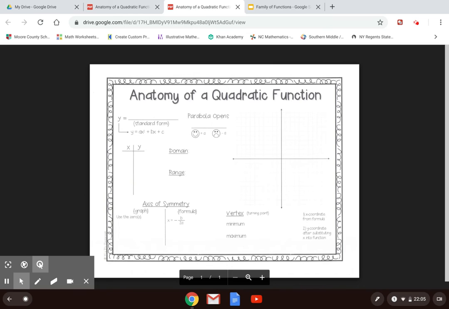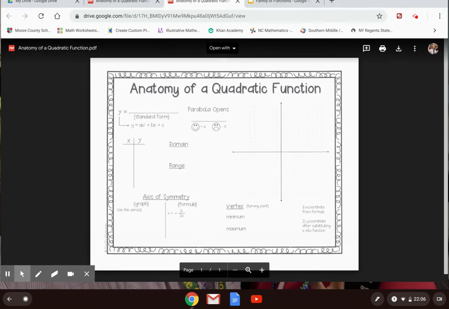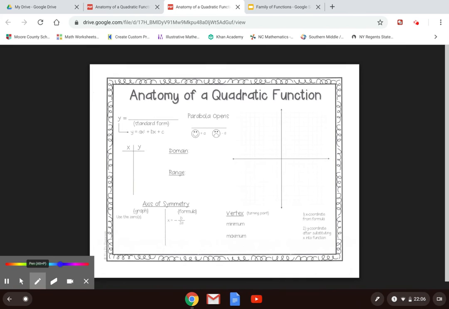All right, so for this anatomy of a quadratic function, this time we're going to work with a negative. So we're going to have -x squared minus 4x minus 2. All right, -x squared minus 4x minus 2.